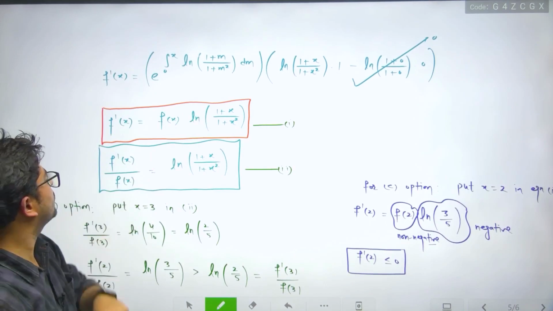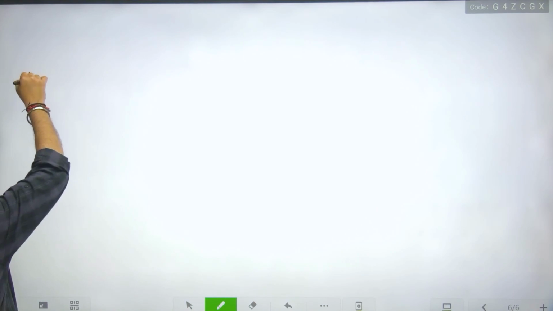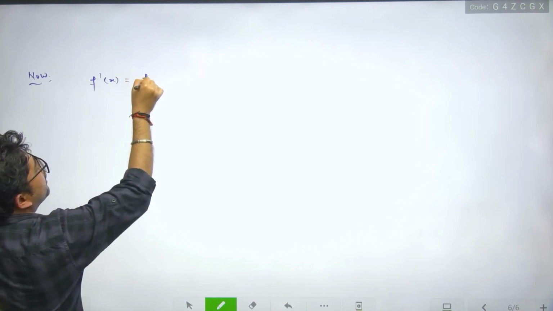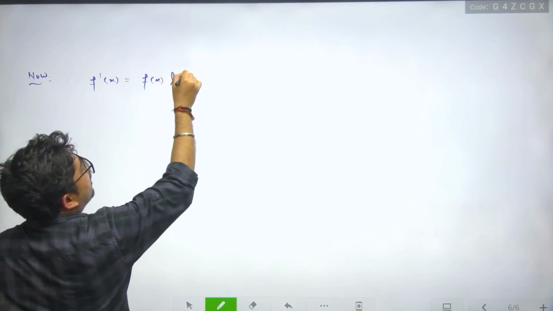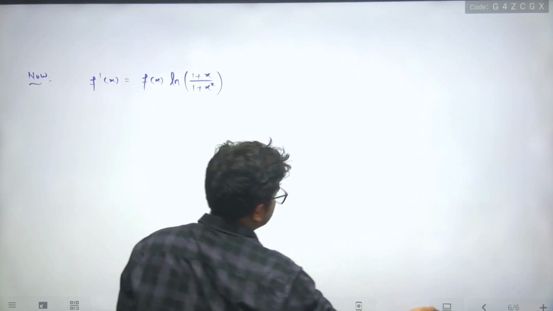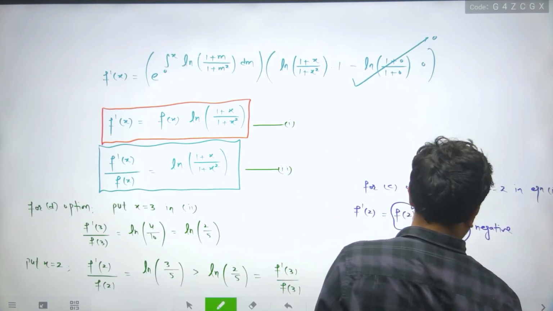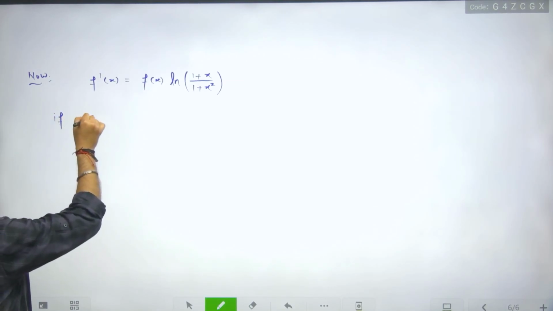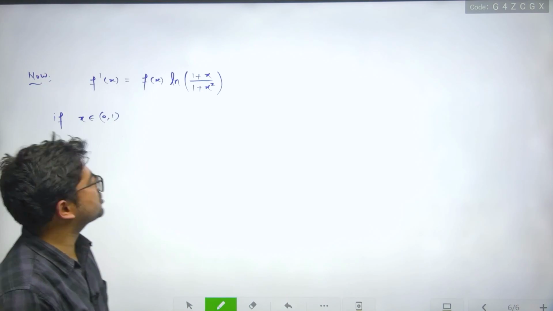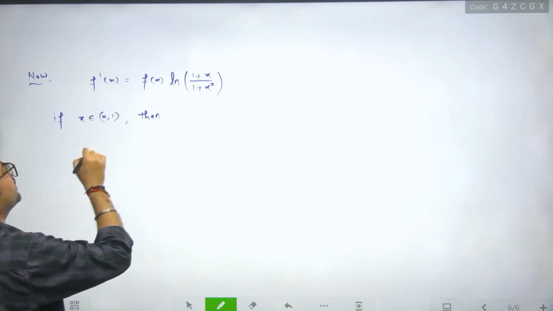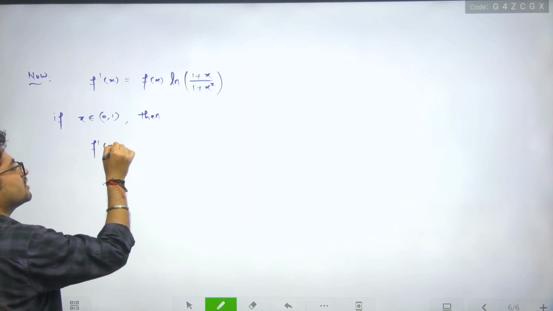let's take your expression, this one: f dash x is equal to fx ln 1 plus x upon 1 plus x square. Now, if you take x from 0 to 1, if x belongs to 0 to 1, then f dash x is what?